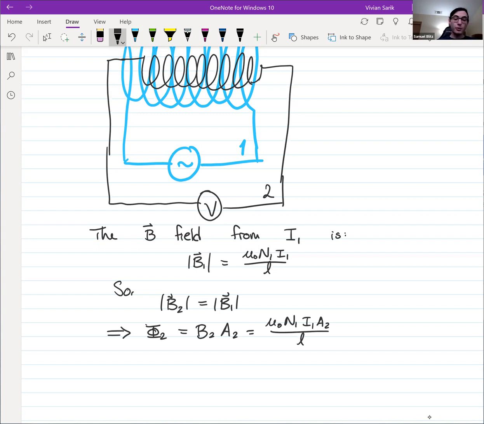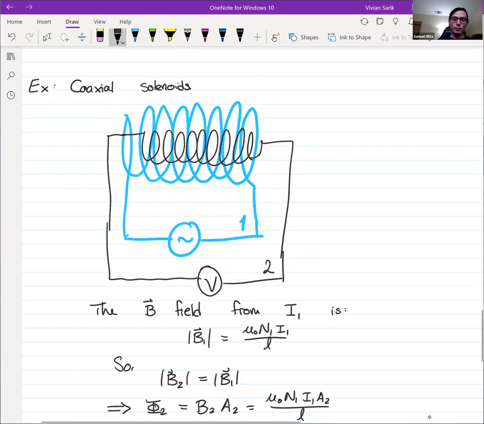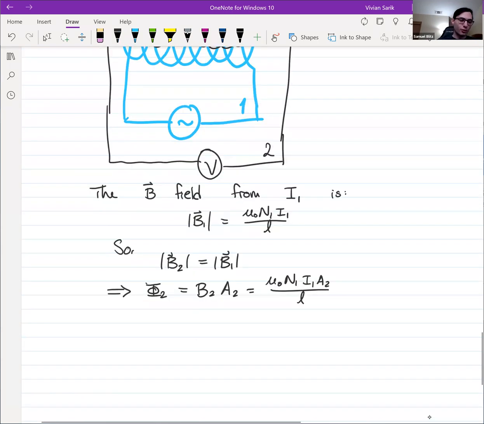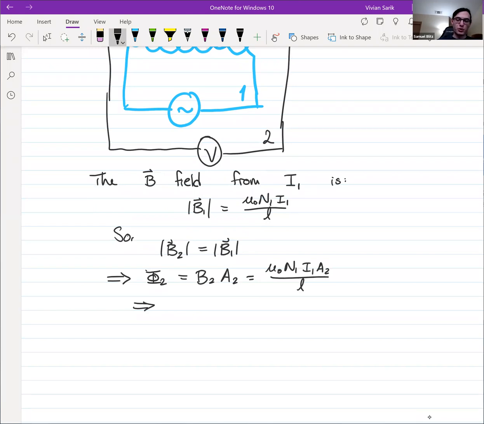Okay, and so from the above result, where we have a formula for the mutual inductance, we get that the mutual inductance is N2 phi 2 divided by I1. And so plugging in phi 2 and I1 and so forth, we get that the mutual inductance of the system is mu naught N1 N2 A2 divided by L. Okay, great. So that is the mutual inductance of the system.